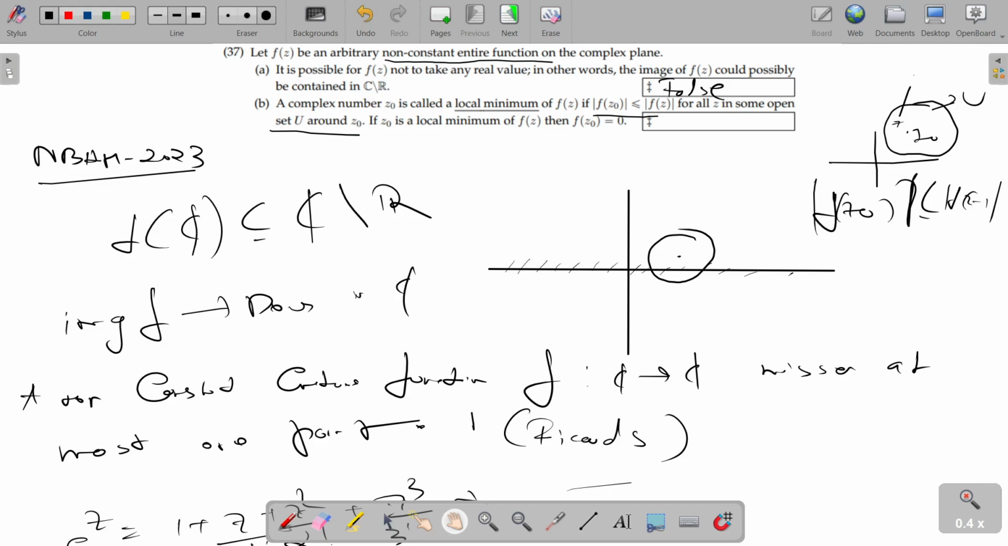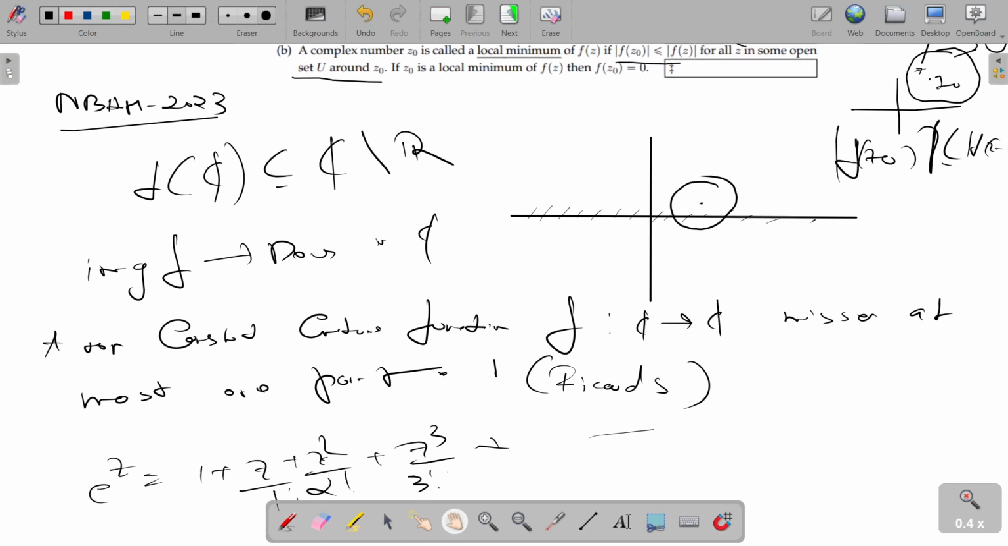Now the question is, if z naught is a local minimum of f(z), then f(z naught) is zero. And remember, the function is given non-constant entire. So how can we show this?